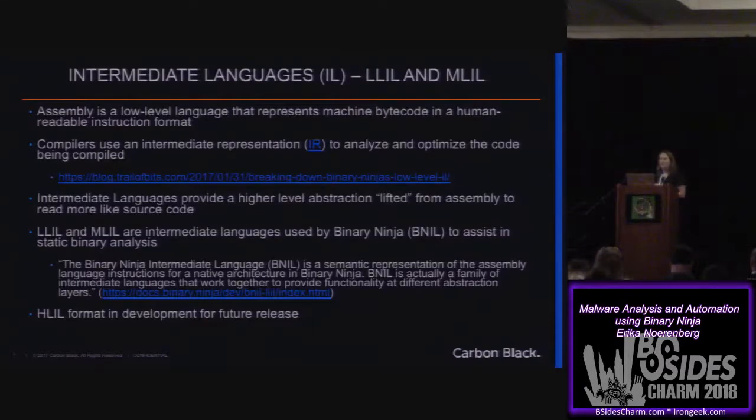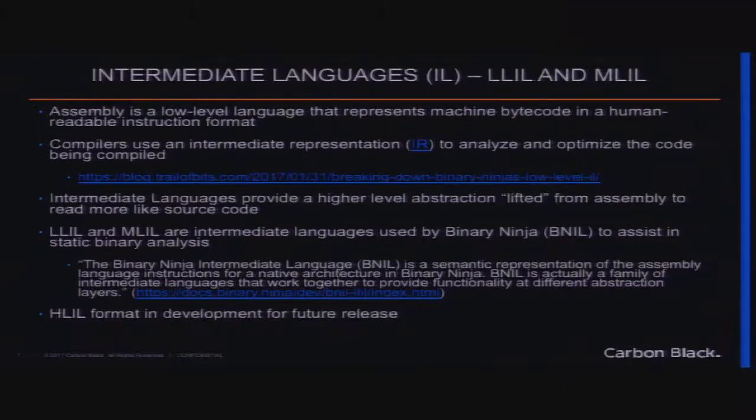So one of the things I talked about at the beginning was these intermediate languages. Binary Ninja has its own set of intermediate languages that they developed called Binary Ninja Intermediate Language. The first one is the LLIL, the low level intermediate language, and then the MLIL, the medium level intermediate language. They're also developing an HLIL for a future release. There's no timeline for that just yet.